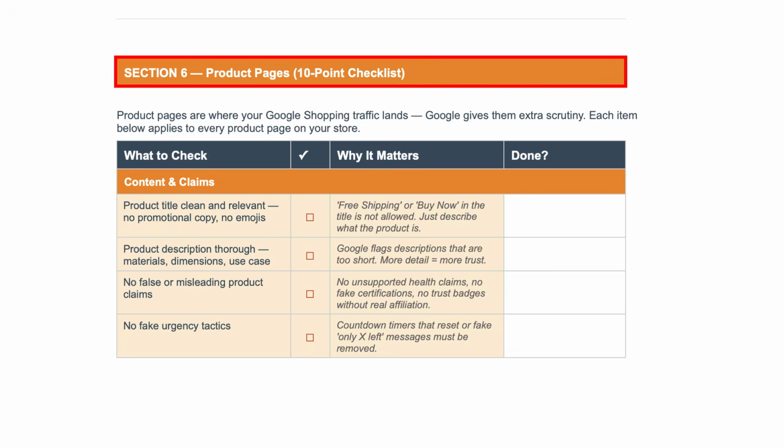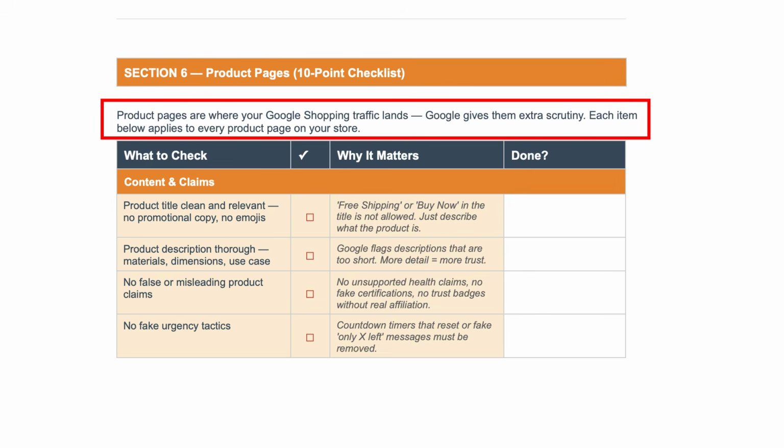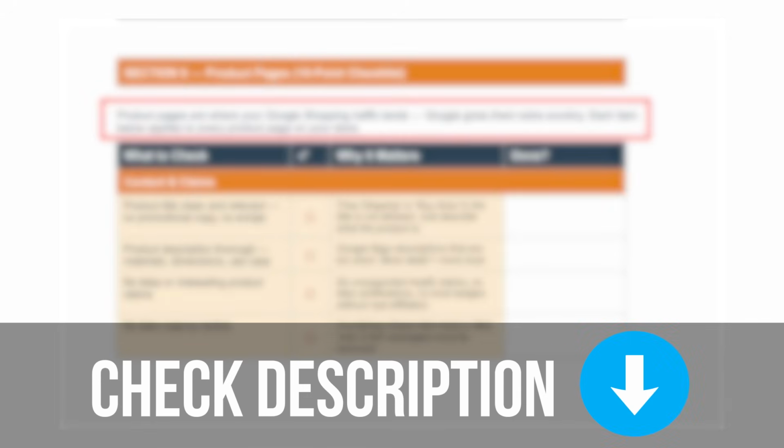Alright guys, the product page. This is where Google's shopping traffic actually lands, so Google gives it extra scrutiny. Not just your store in general, we're talking about the product page itself. We've put together a quick 10-point checklist just for this. You can grab the full download in the description below this video, but let's go through it now.